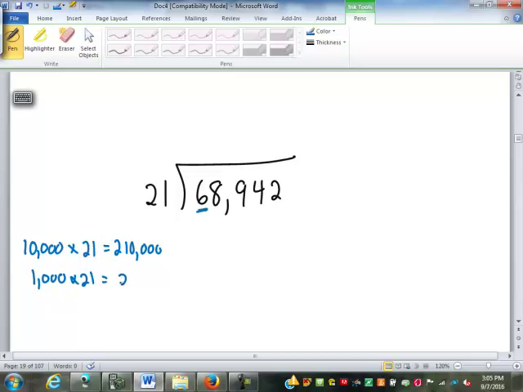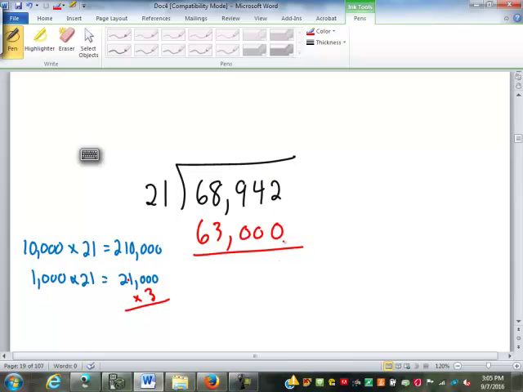1,000 times 21 is 21,000. That I can subtract. Now technically I should do this: 21,000, subtract another 21,000, and subtract it till I can't anymore. I'm going to take a little bit of a shortcut. And I look at that and I see I can subtract 21,000 3 times. So 21,000 times 3 is 63,000. That leaves me, when I subtract, I've got 2, 4, 9, and 5.